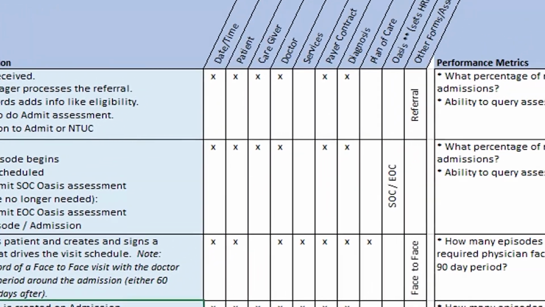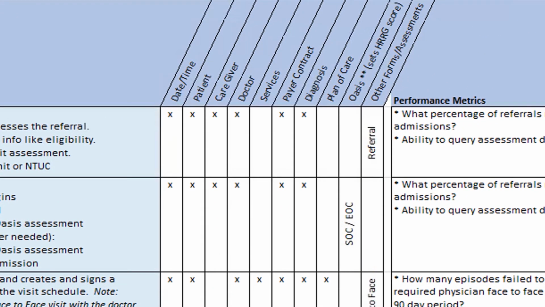Now I'm going to identify the dimensions for each of these. So for a given process, this first process being the referral, there's a date and time associated with it. There's a patient associated with it. There's a caregiver who participated and a doctor. There are services that are performed, like physical therapy versus occupational therapy. There's a payer contract, so the insurance company that's associated with it. We go through and we identify all the different reference data that defines these processes.